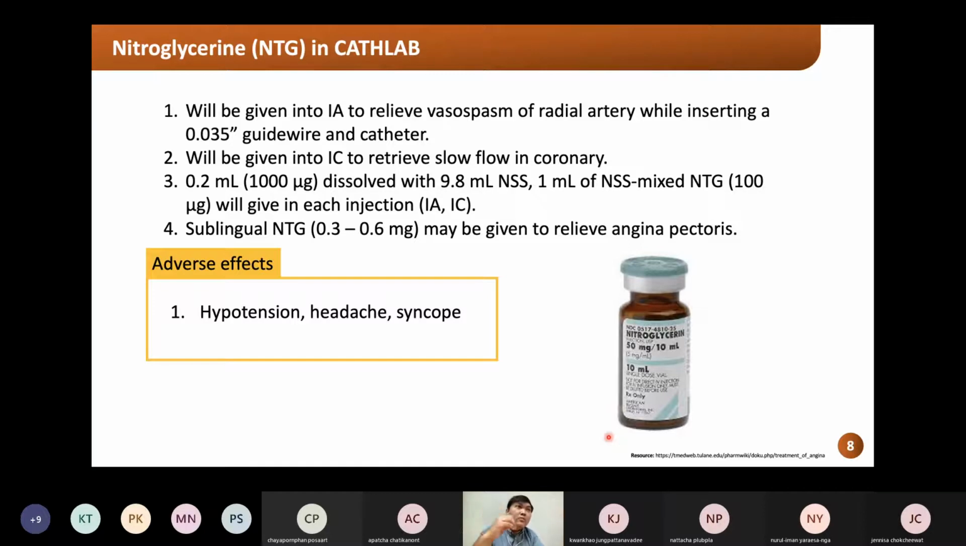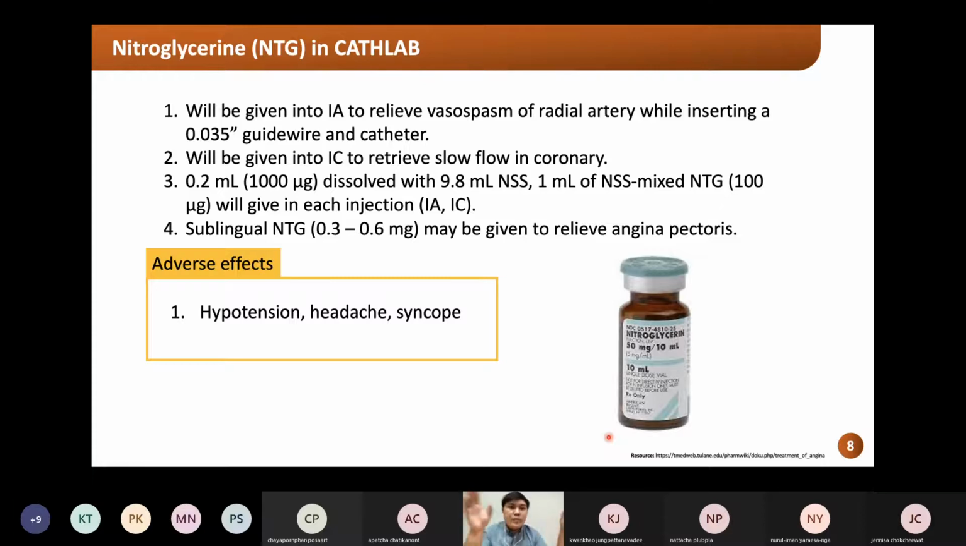like the TIMI flow that has 4 classes, 0 to 3. 3 is normal, 0 is no flow, something like that. And about the TIMI flow, Ajahn Manpet will tell you about this next week in the topic CAG and PCI basics to complex.